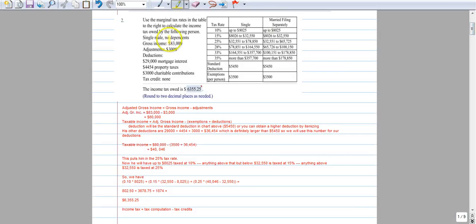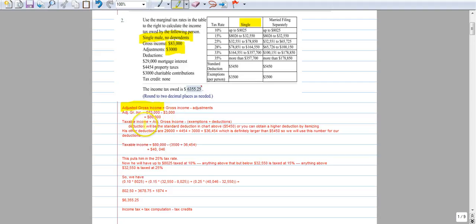In number 2, we've got to calculate the income tax owed by a single male with no dependents. So since this person is single, we know we're going to be looking at the single column. Here's his gross income, $83,000. He's got adjustments, $3,000, a list of deductions, and we want to find the income tax that he owes. The first thing we have to do is start by finding his adjusted gross income. That is his gross income, which is $83,000 minus adjustments, $3,000. So his adjusted gross income is $80,000.